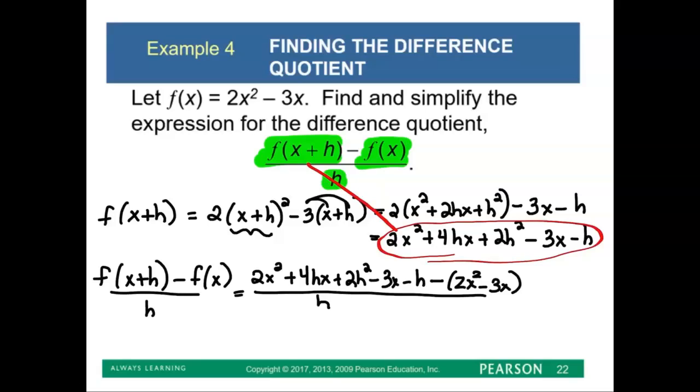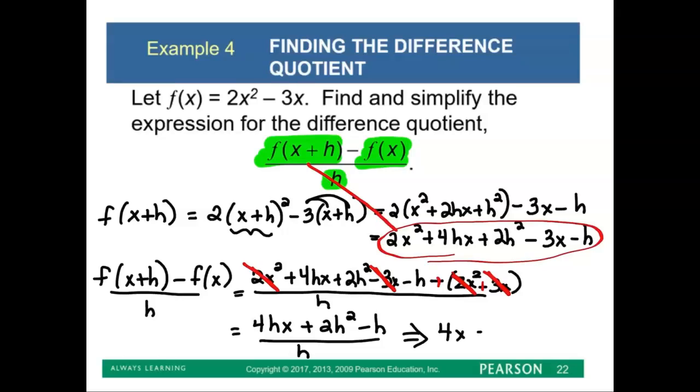And so we're going to simplify this. It's not quite as bad as it looks, because we see here that our quadratic terms, our quadratic x's, subtract out, and also our 3x's, because this is going to make a positive, so these will cancel out. So what we're left with then is 4hx plus 2h squared minus h all over h. So simplifying that, then we have 4x plus 2h minus 1.